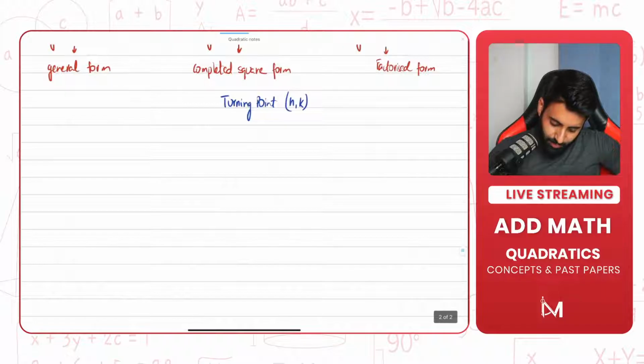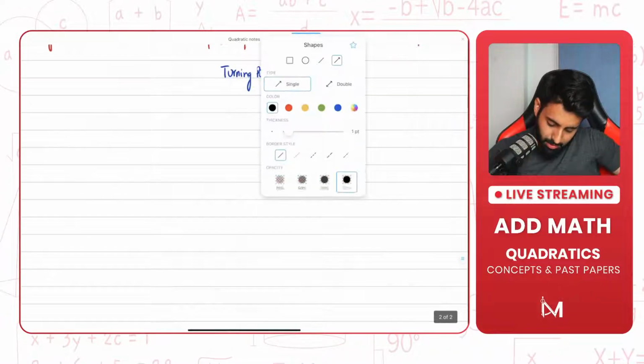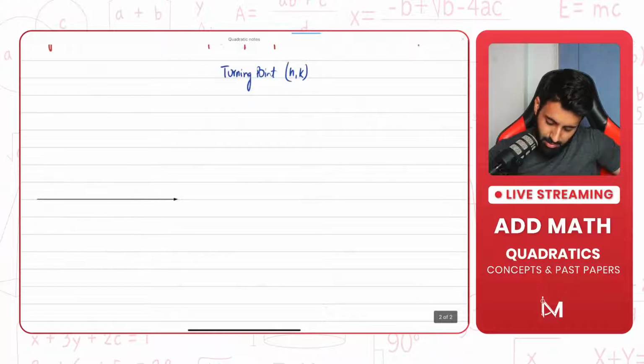Okay. All right. Now, a quadratic curve can be of two types. Can you guys tell me what two types it can be? A quadratic curve. Here is the x-axis. Here is the y-axis.